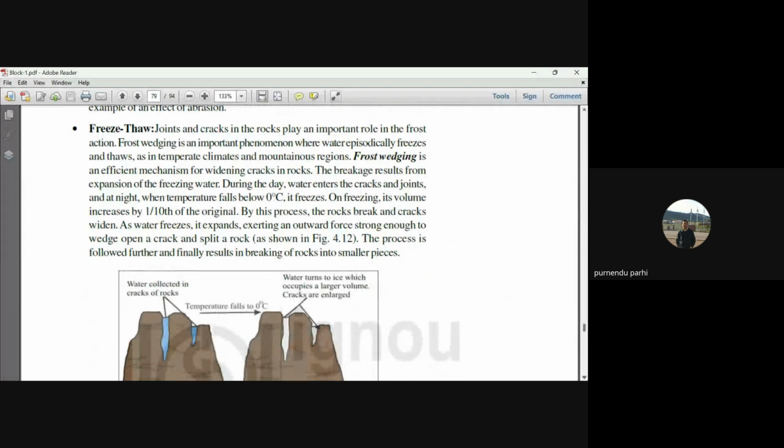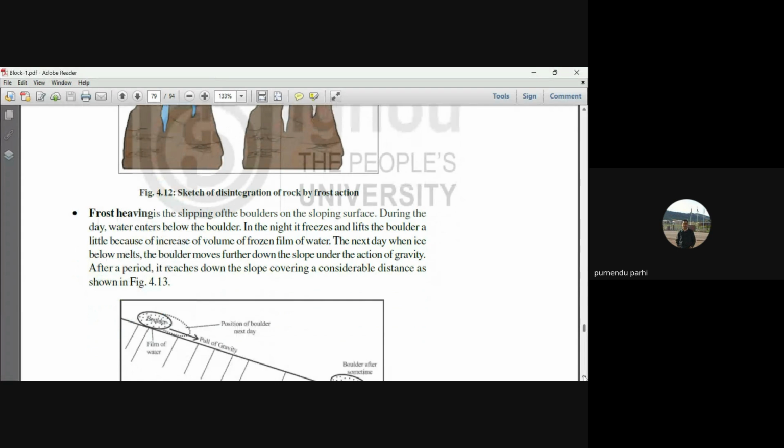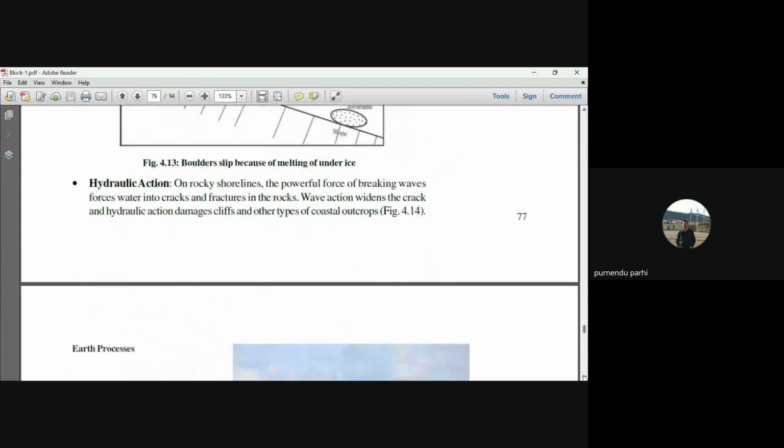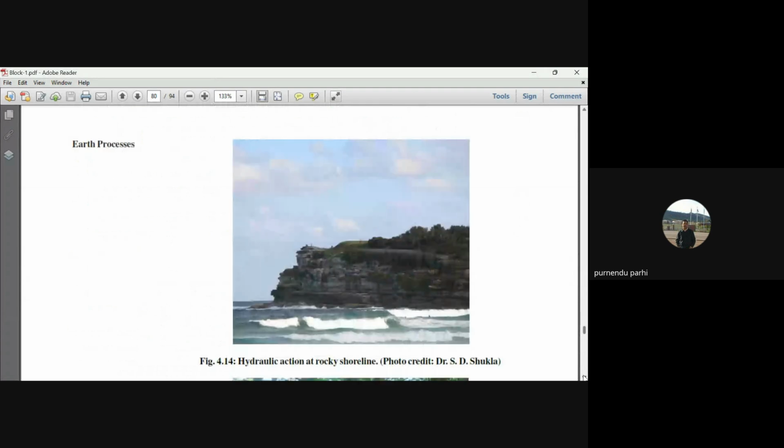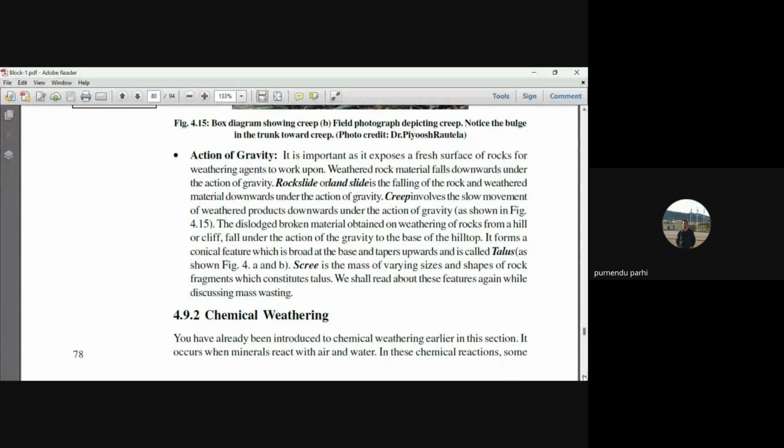These are responsible for this, and the frost heaving also, the hydraulic action also, then the action of gravity. They are responsible for physical weathering.